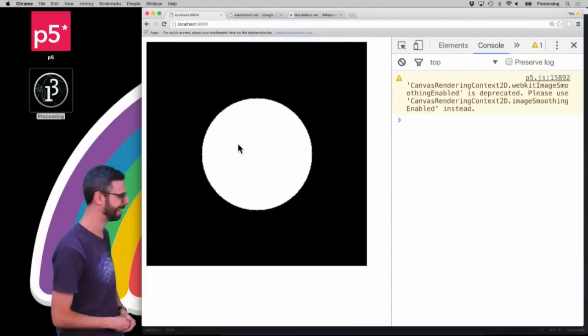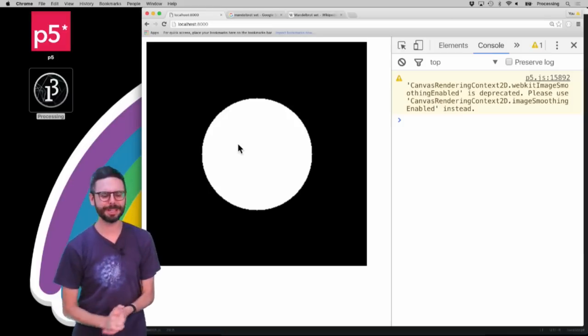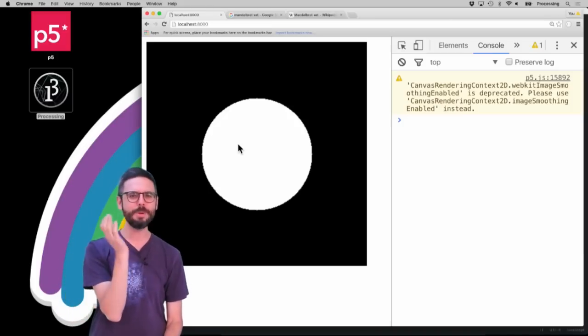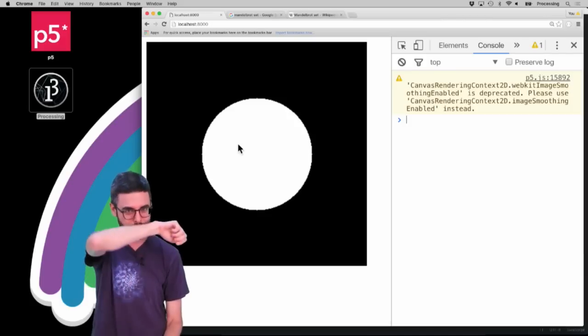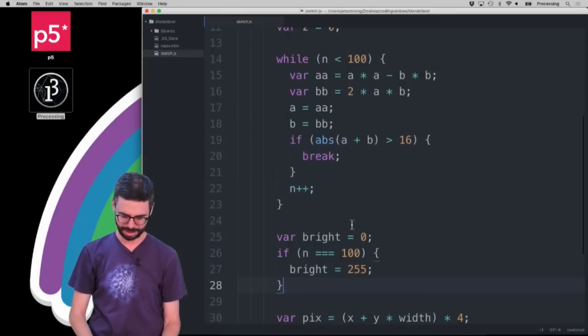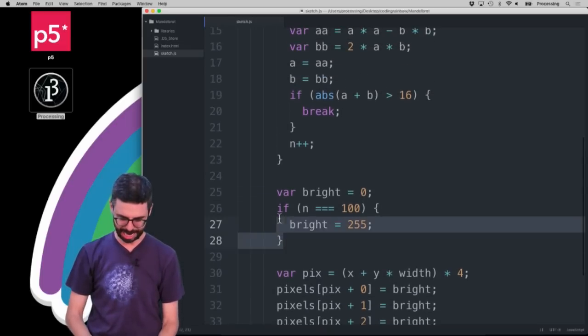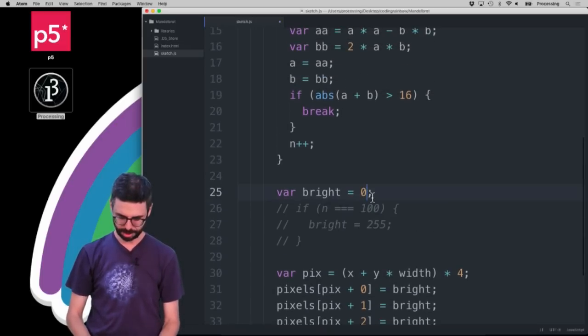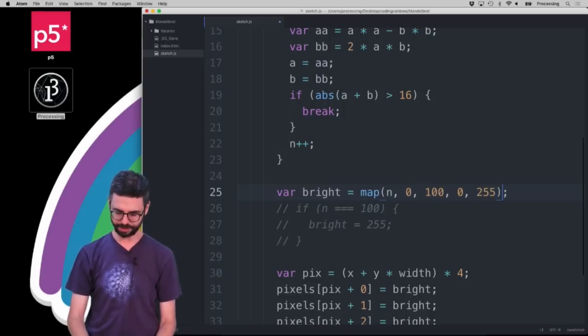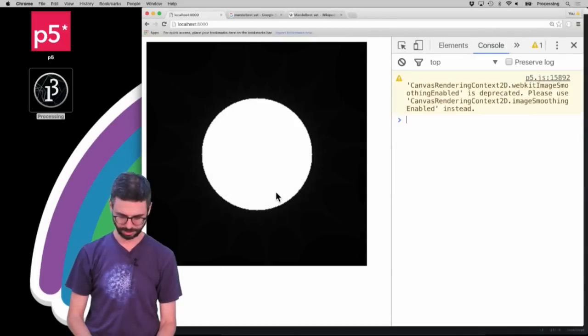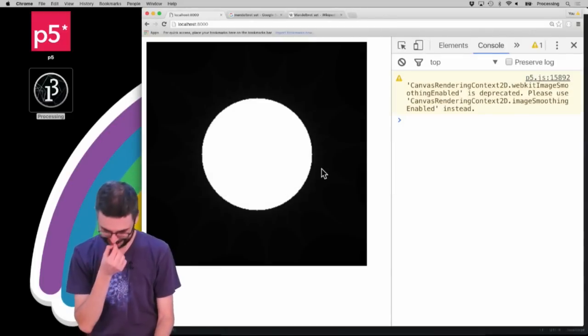That's promising. So now let's be a little bit more thoughtful about this. Maybe we can do some sort of coloring based on the value of n. Maybe that will get us something better. So let's actually say now, map n, which could go from 0 to 100, between 0 and 255. What did I do wrong?